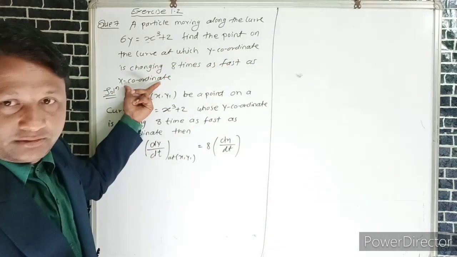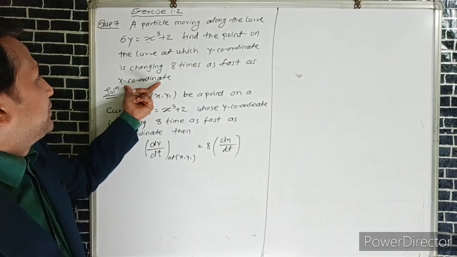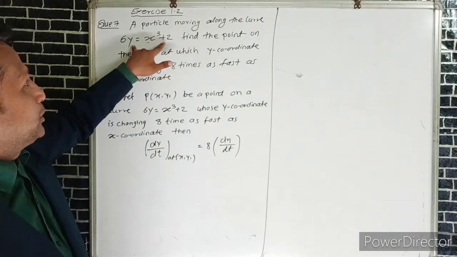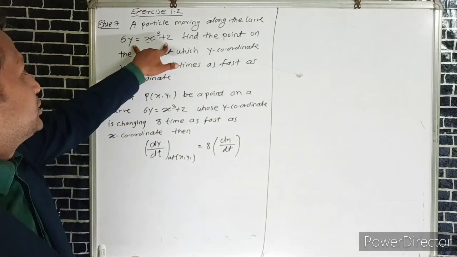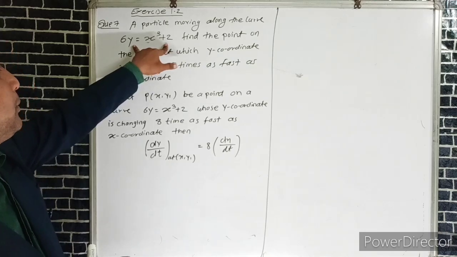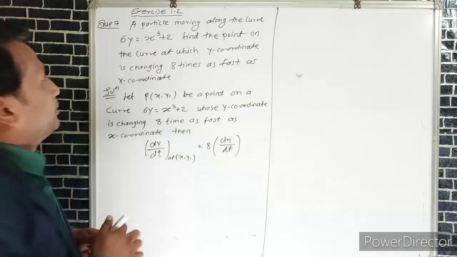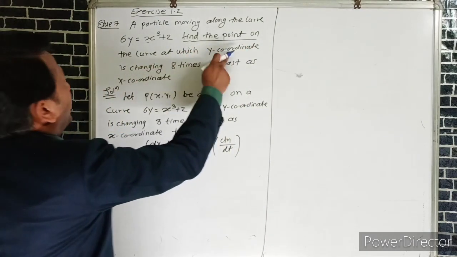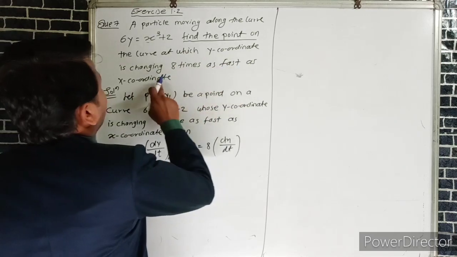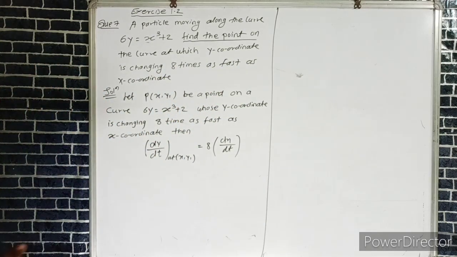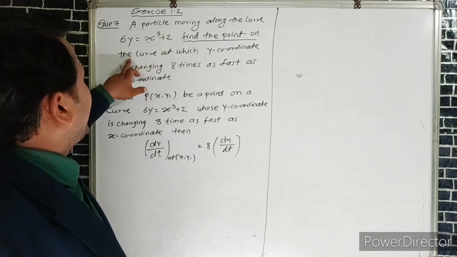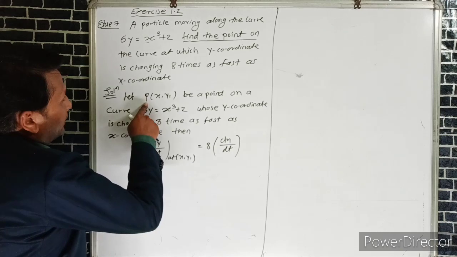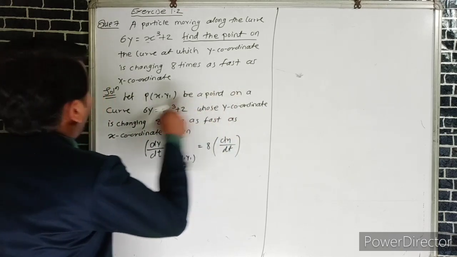Here by the given condition we can say that the particle is moving along the curve 6y equals x cube plus 2. We have to find the point which lies on the curve at which the y coordinate is changing 8 times as fast as the x coordinate. Hence, let P(x1, y1) be a point on the curve.